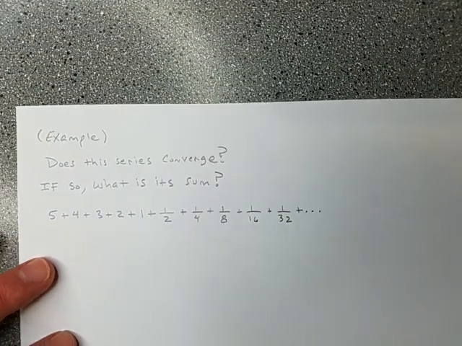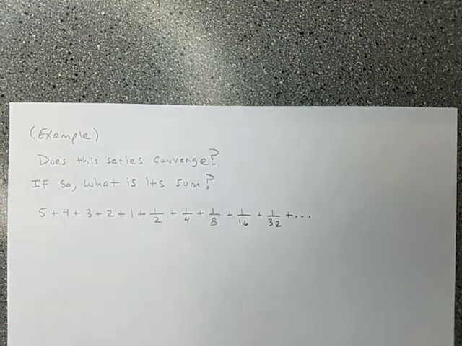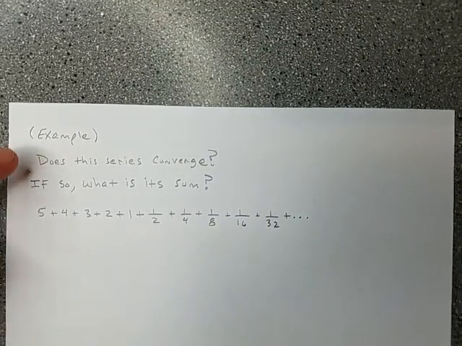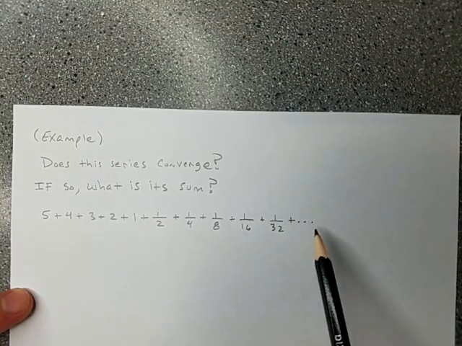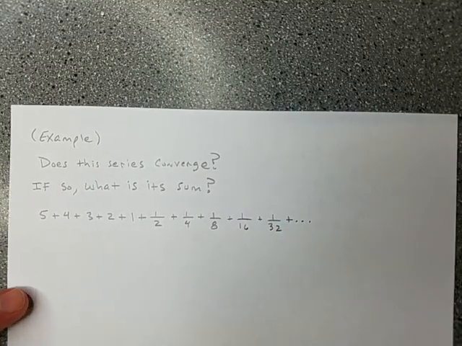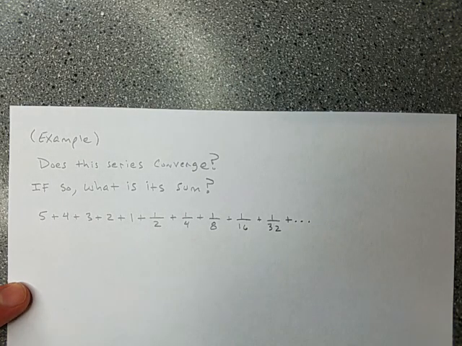Now, let's look at one more. This one is just kind of a weird looking series that I didn't want to include anywhere else. But I'll tell you, does this series converge? If so, what's its sum? So this is an infinite series. Notice the ellipses. It goes forever. Is this geometric? What's a geometric series?